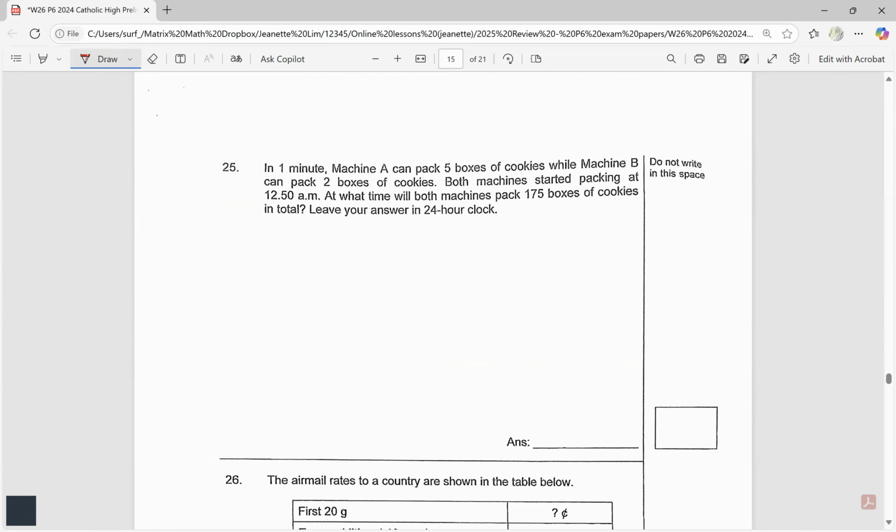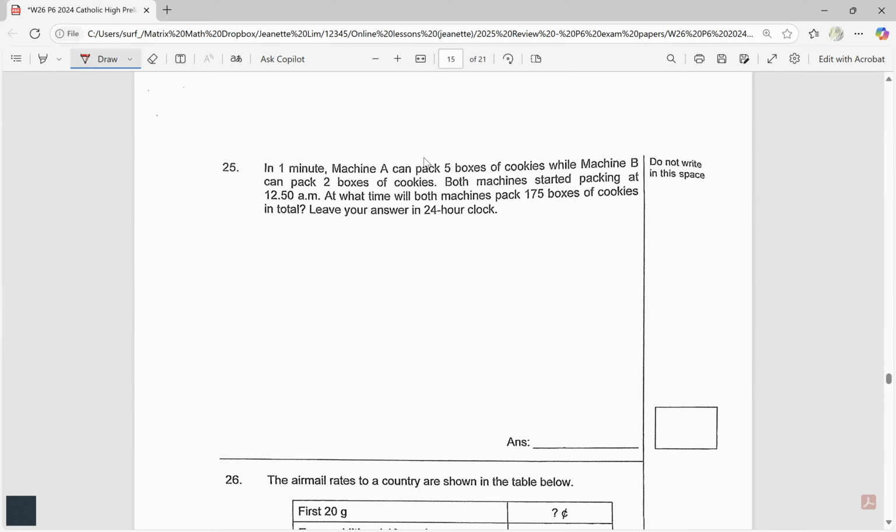Let's look at question 25. Question 25. In 1 minute, machine A can pack 5 boxes of cookies, while B can pack 2 boxes of cookies. Both started packing at 12:50 a.m. At what time will both pack 175 boxes of cookies in total? Leave your answer in 24-hour clock.